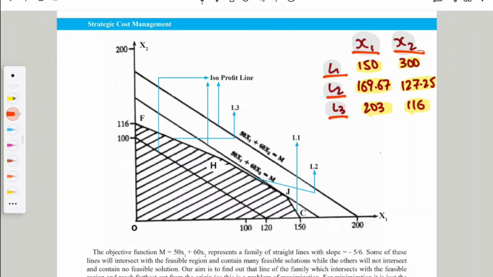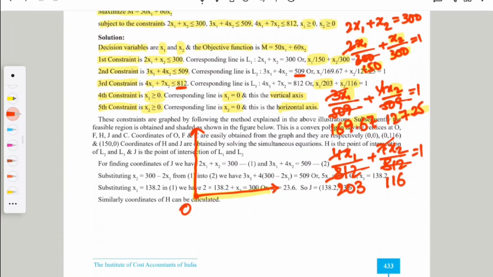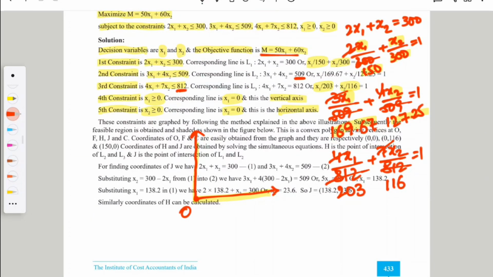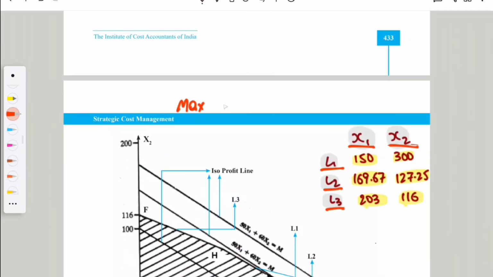However, for the isoprofit method, we are going to draw the isoprofit line and move that across the feasible region, and the coordinate that is furthest from the origin is going to be our solution. To draw the isoprofit line, we are going to assign an arbitrary value to the objective function so that we will find the values of x1 and x2. So let's see how we do that. The objective function was maximize z is equal to 50x1 plus 60x2.